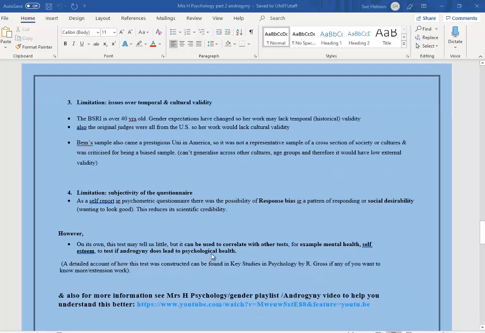But we can counter that a little bit. On its own, it might not tell us very much, but if we used it, for example, to correlate with other tests, like tests of mental health or self-esteem, we could see whether androgyny really is effective in leading to psychological health. So there is further information you can read, for example, from Richard Gross. And I also made a video some time ago, which has a little bit more detail on it. So have a look at that as well.